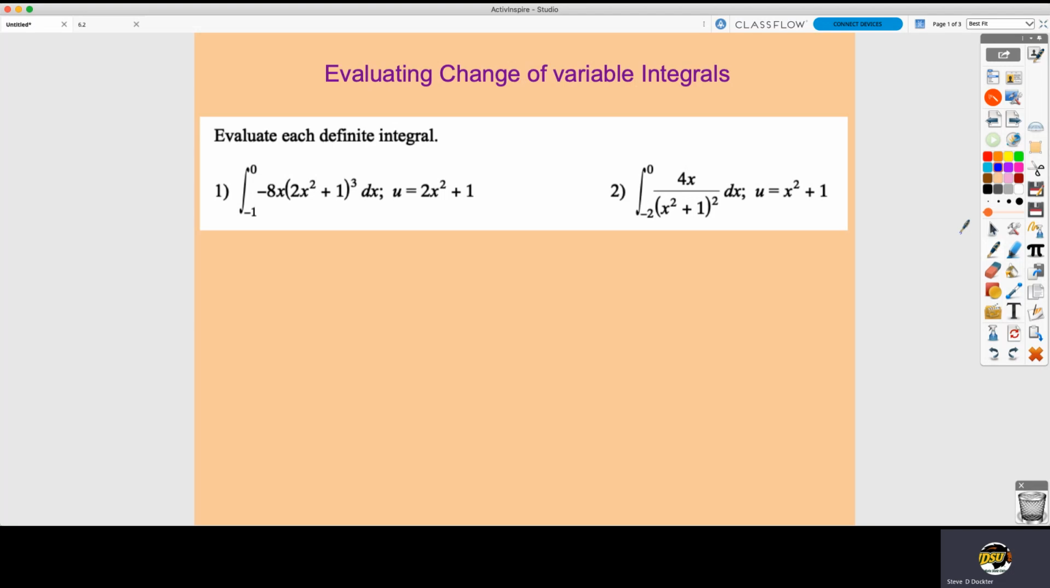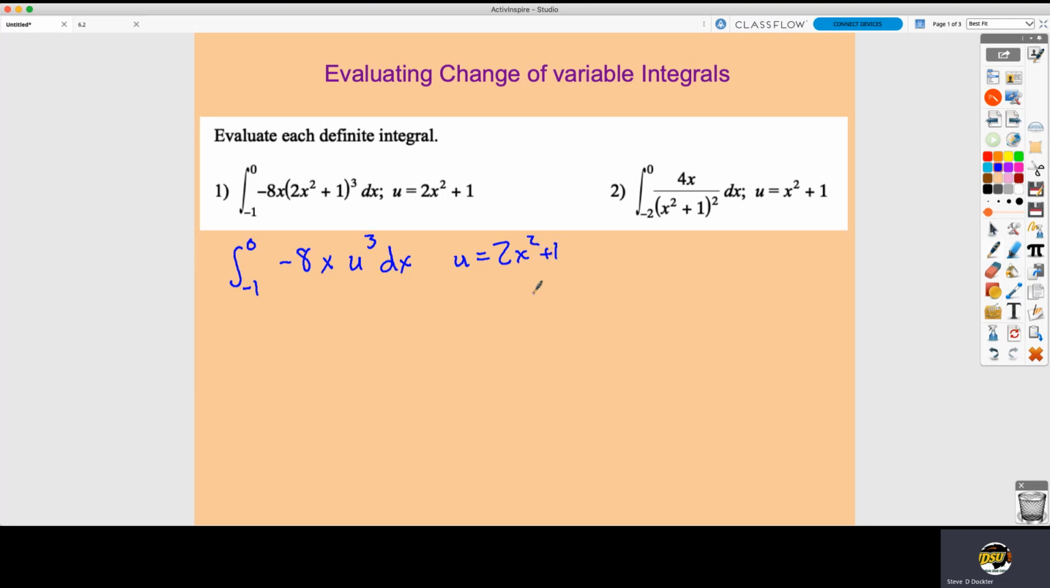Okay, so first thing we're going to do, they tell us what u is in this first one. U is 2x squared plus 1. So if we wanted to rewrite this whole thing, this would still be the integral from 0 to -1 of negative 8x u cubed dx. All right, and then, as it says, u equals 2x squared plus 1.